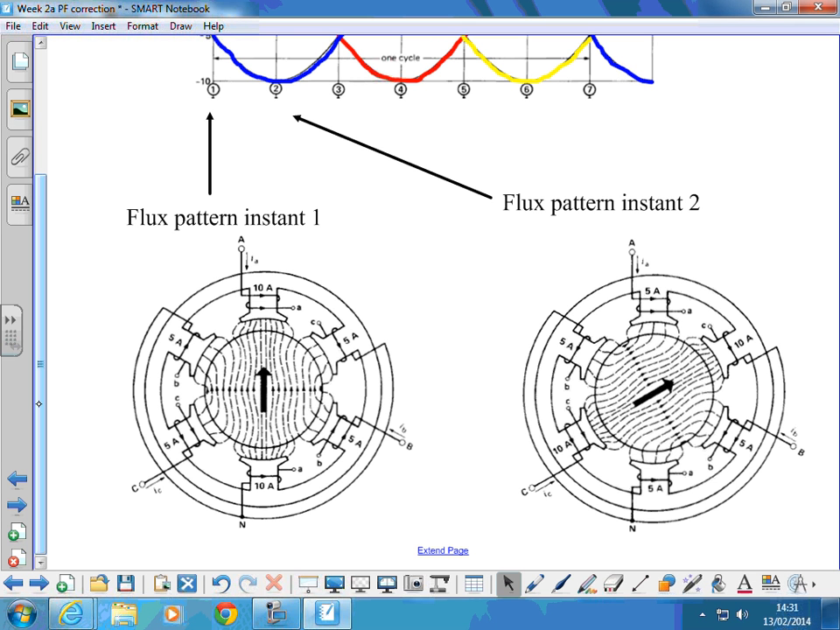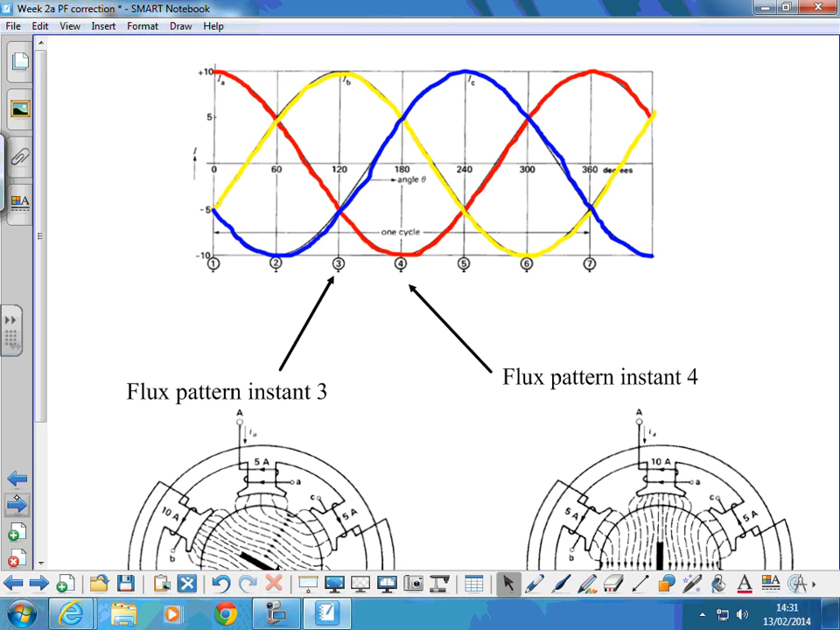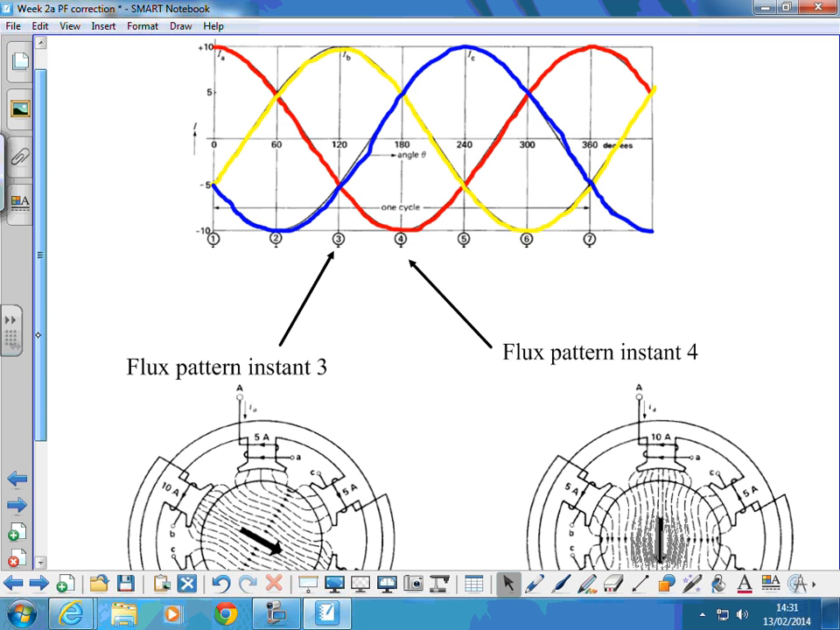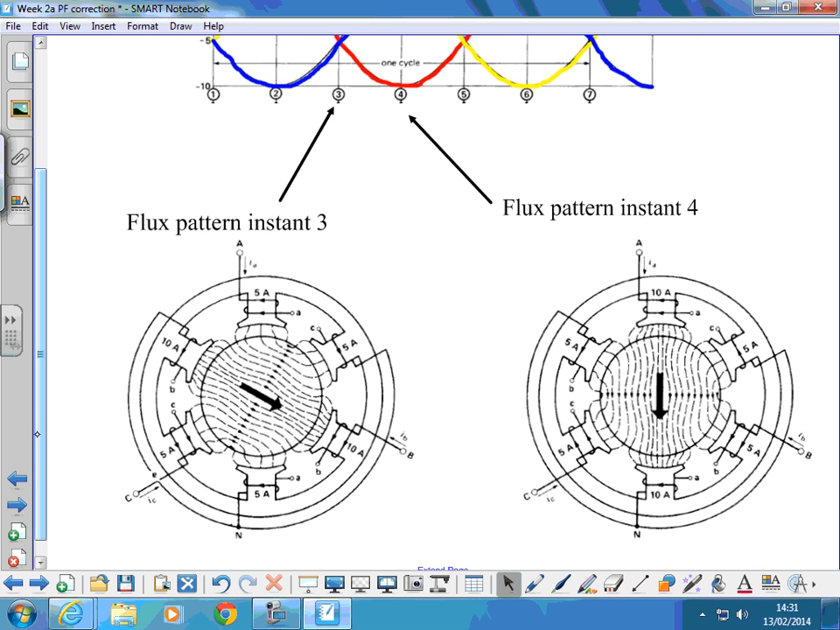60 degrees. On to the next bit. So flux pattern at instant 3, where the yellow phase has got 10 amps on it in a positive direction. The rotor's moved now 120 degrees from where it started. And then a further step along, the red phase has a negative peak. We've got the north at the bottom and the south at the top, and the rotor has turned a full 180 degrees in that time.